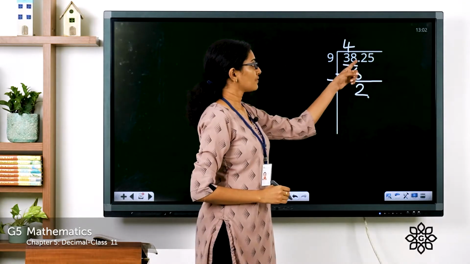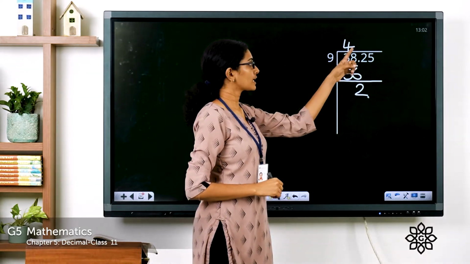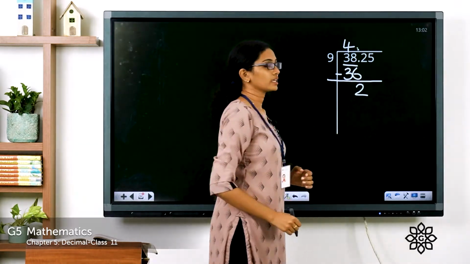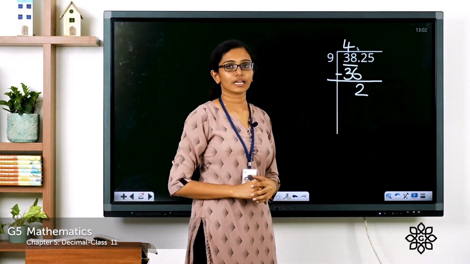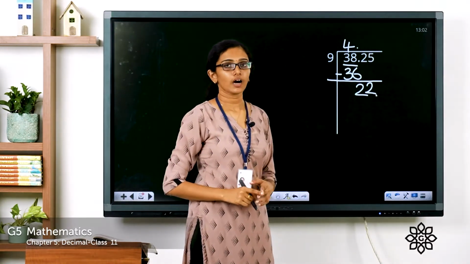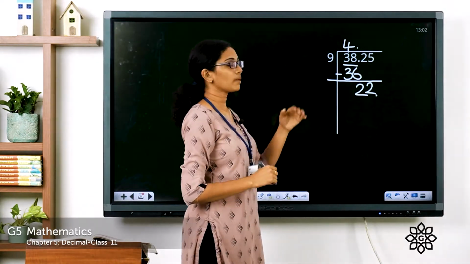Then you have a decimal point here. You have to put that decimal point in the quotient now. So you put the decimal point here and bring down the next digit. Which is the next digit? 2. So right now you have to divide 22 by 9.